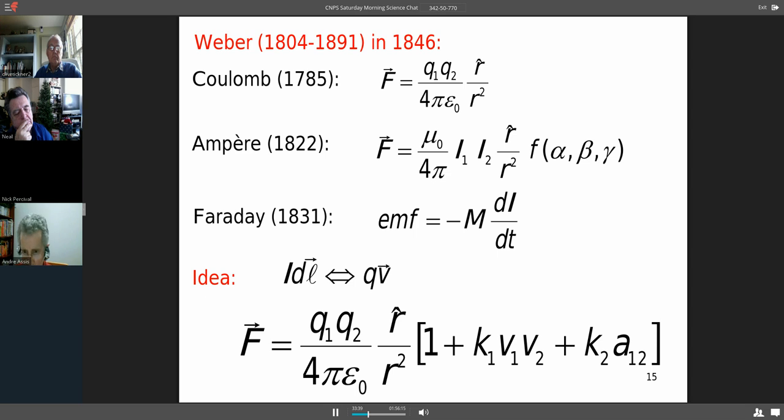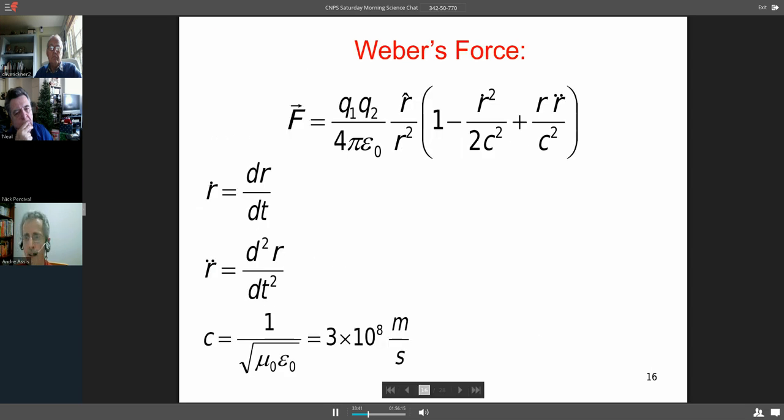So this is his final expression in the international system of units. It is Coulomb's law, a term with relative velocity, this r dot, dr/dt, the relative velocity between the two interacting charges. And the third term, which falls as 1 over r and has an r double dot, the relative acceleration. And there appears a constant which was introduced in physics here.